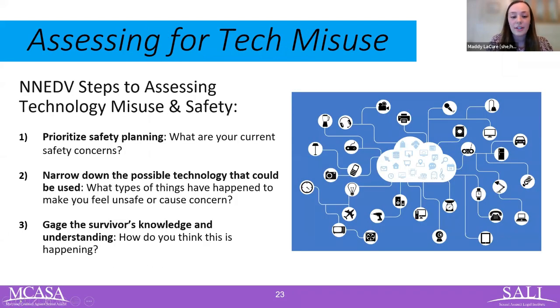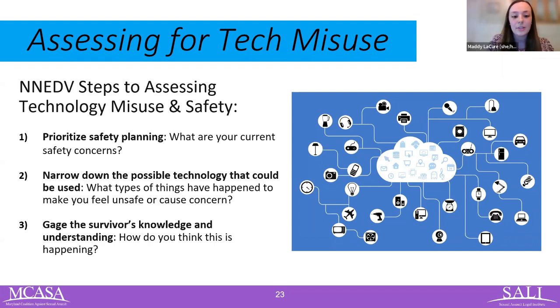And there's also some great tools out there for assessing for tech misuse. The National Network to End Domestic Violence has a whole site on tech abuse and this tool on steps to assessing tech misuse and safety. So this 3-step process is prioritizing safety planning. So, talking to the survivor about what are their current safety concerns, what are their fears about things that the perpetrator might know, what information do they have that they shouldn't have, things like that.